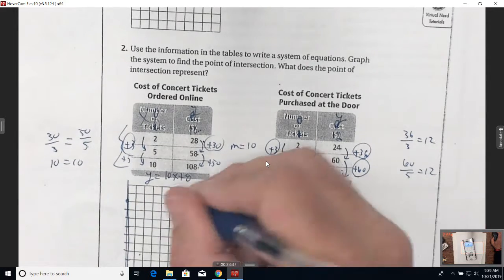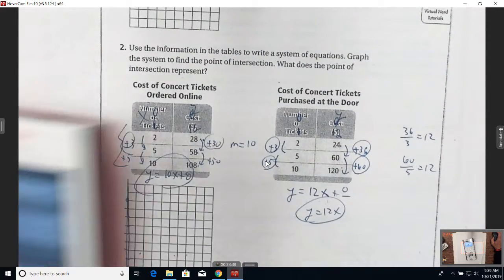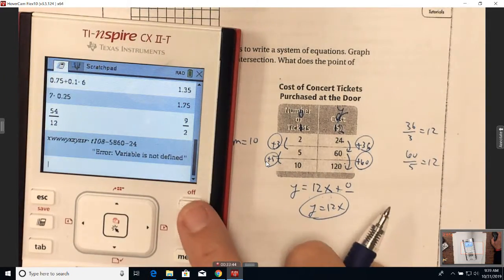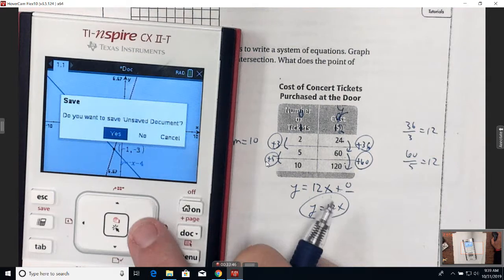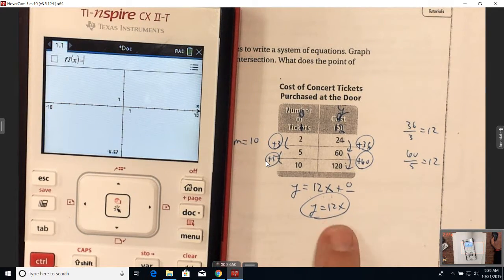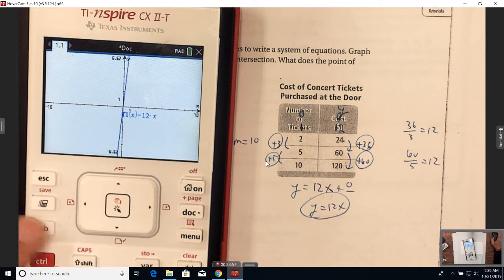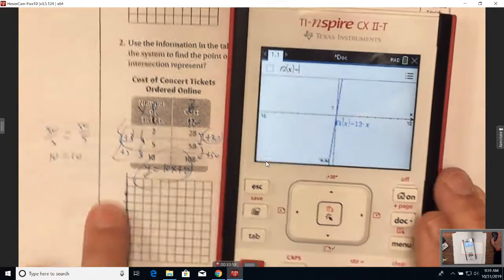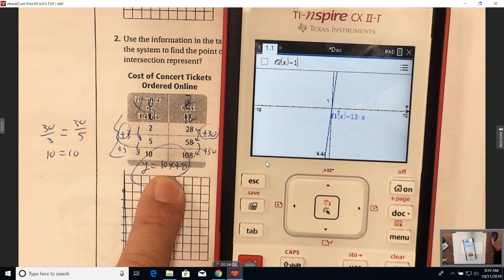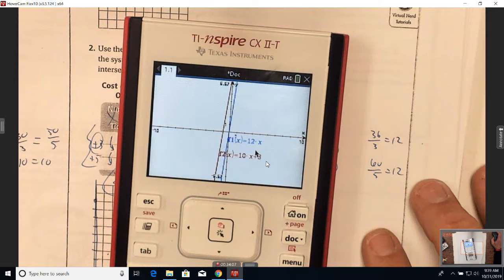So graph the first one, graph the second one, see where they cross, and that's the point at which the cost for the tickets would be the same. So go to New Document, don't save my last, add the graph. Let's graph the second one. Y is equal to 12x. Tab, let's graph the first one, y is equal to 10x plus 8. It doesn't matter the order in which you graph these. There you go. Now find out where they cross.